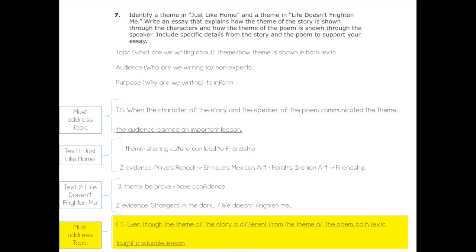Both texts taught a valuable lesson. Does this address my topic, how theme is shown in both texts? Yes, it does, because it's talking about how the two themes are different in both texts, and that both texts taught a valuable lesson, which we know is what a good theme does. And there we go. Now we have our completed outline.